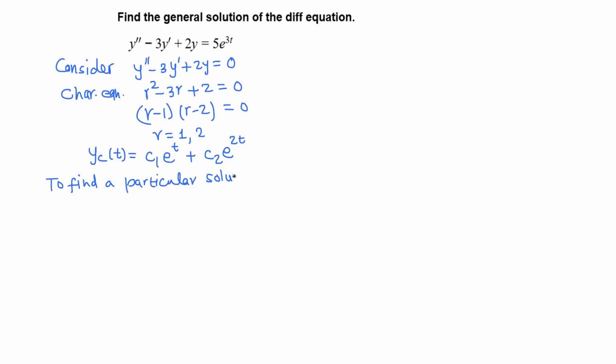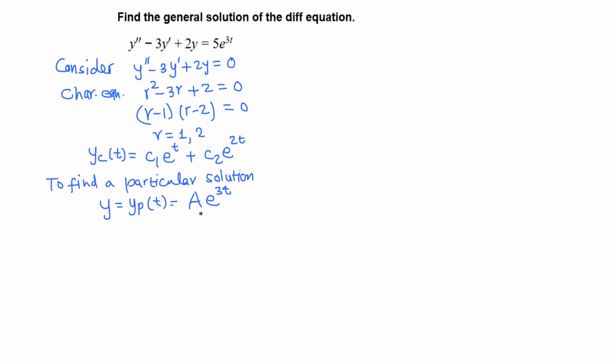To find a particular solution, we just guess our yp, the particular solution. Let's make a guess based on the right hand side. We have e raised to 3t; the constant 5 does not count, we don't have to worry about it. e raised to 3t is not already a solution, so we can keep e raised to 3t and a new constant, which could be anything. Let's say a times e raised to 3t.